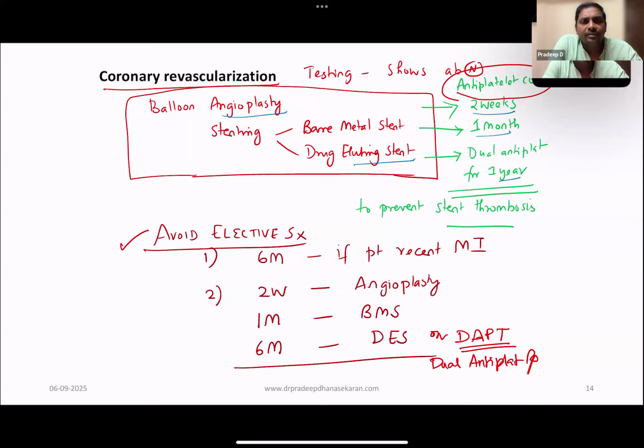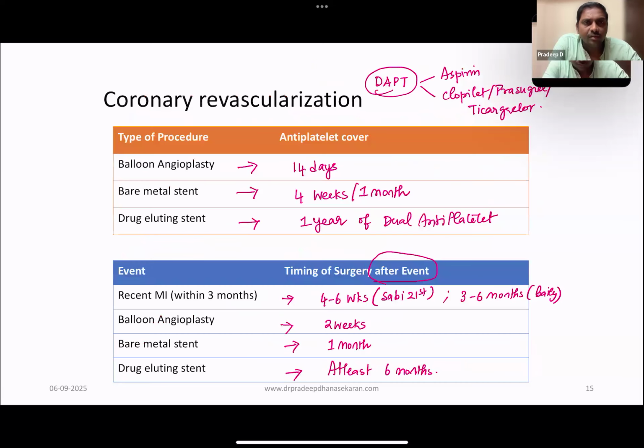And you avoid elective surgery. If the patient had a recent MI, you avoid surgery for 3 to 6 months. Angioplasty, you avoid surgery for 2 weeks. In patients on bare metal stent, you avoid surgery for 1 month, and drug-eluting stent for at least 6 months. So I am just putting the same content here. DAPT is nothing but dual antiplatelet therapy.